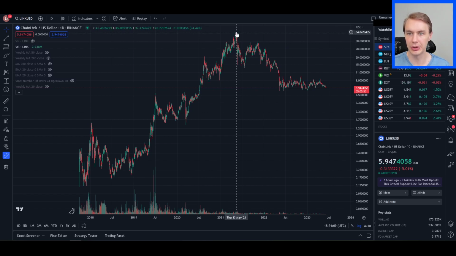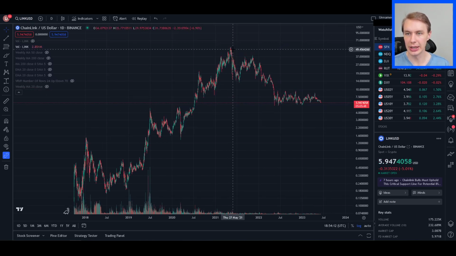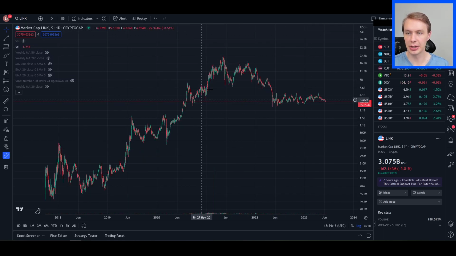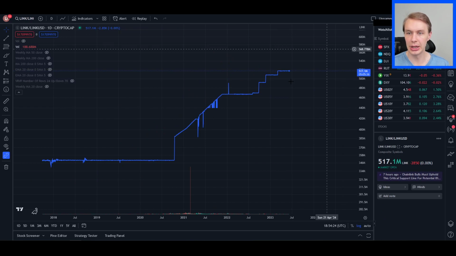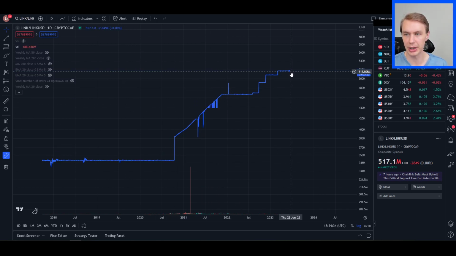What's important here is that if we're thinking about how easy it's going to be for Link to get back up to its all-time high price of $52, we have to remember that the circulating supply has been changing. Since we know the market cap and the price, we can calculate a proxy for circulating supply by dividing market cap by price. This is not a perfect readout, but generally speaking, the circulating supply of Link has been increasing.